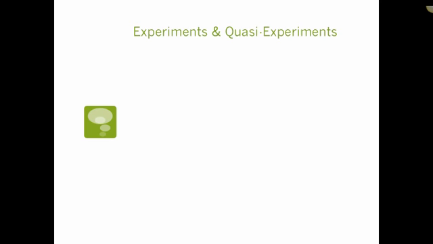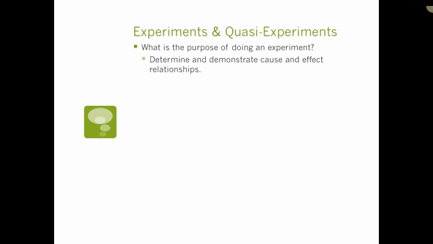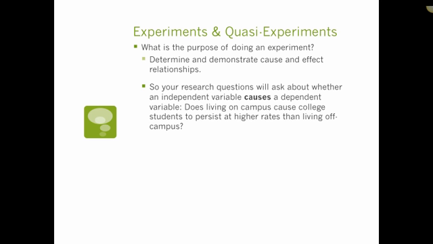Let's say you actually want to determine a cause and effect relationship between one variable and another. So what you need to do is design your study to be experimental or quasi-experimental. And I'll explain exactly what that means right now in this presentation. But again, everything comes from your research questions, right? So if you're really interested in knowing, does living on campus, for instance, cause college students to persist at higher rates than living off campus, you'd need to design an experiment.